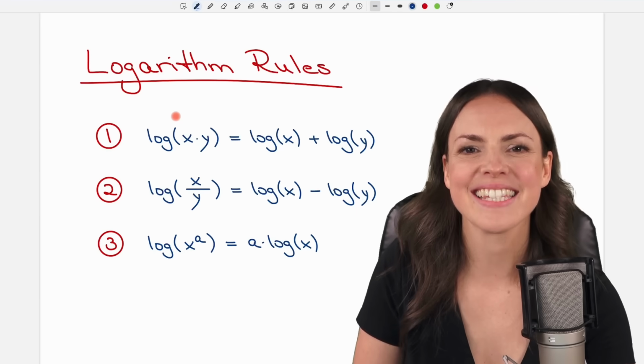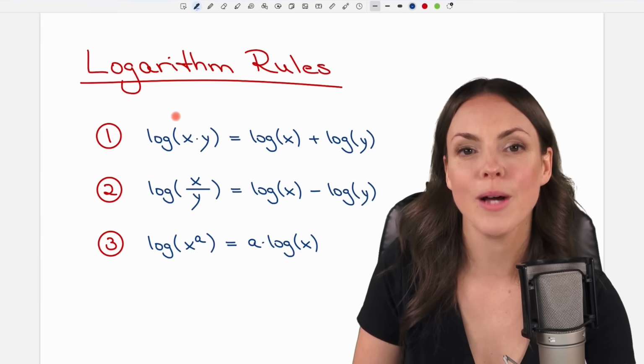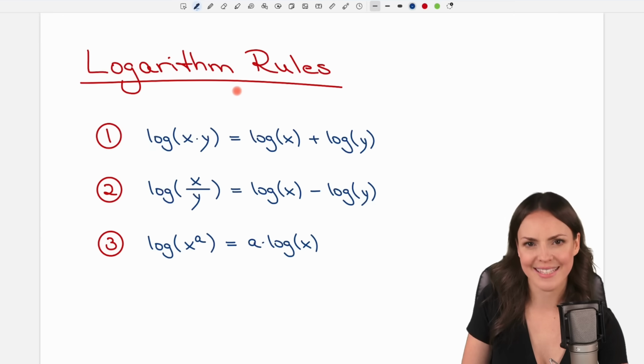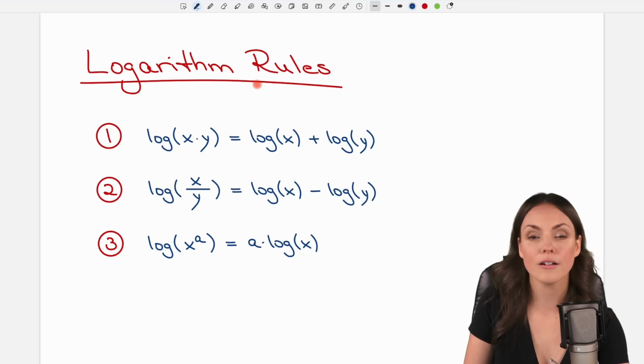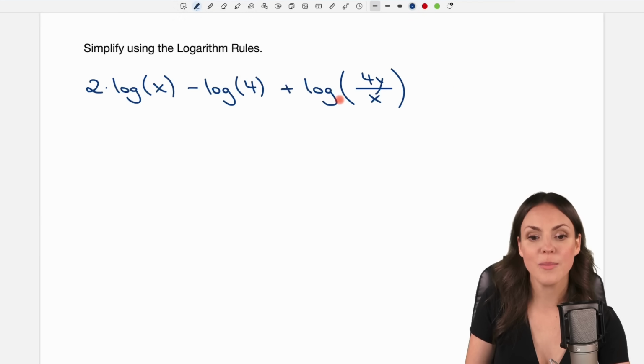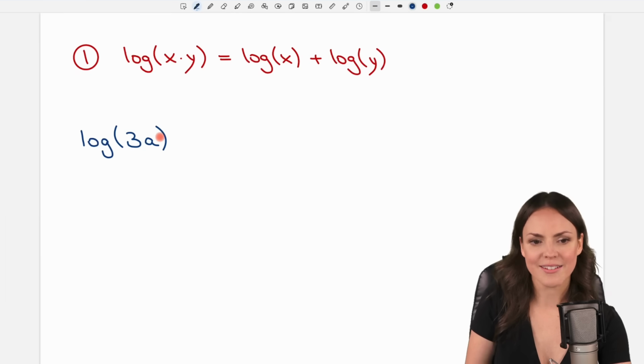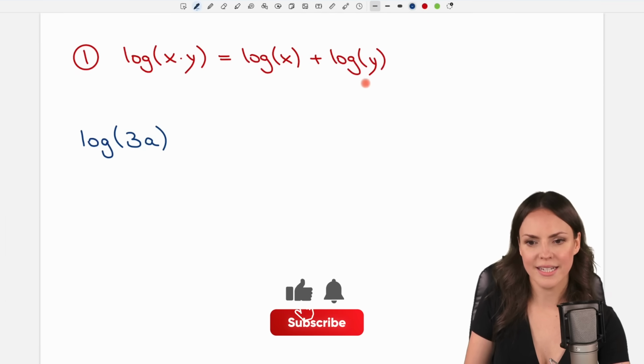Hello my lovelies, it's Susanna, and today I want to show you how to work with a logarithm. We're going to take a look at many examples of how to use these three basic logarithm rules, and at the end we're going to take a look at this big example where we have to apply all the rules in one example. But let's start with the first rule here with our first example.